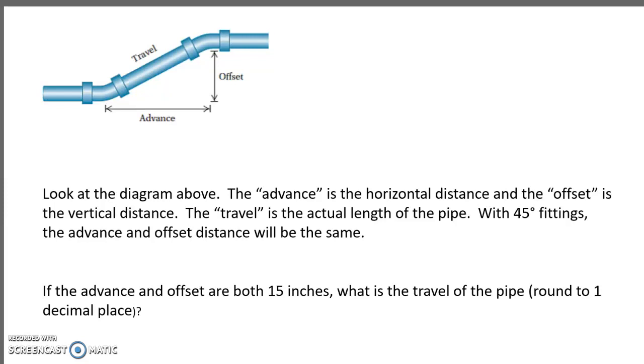When we have 45-degree fittings, the advance and offset distances will be the same. So, let's say you have a situation where the advance and offset are both 15 inches. Are you able to figure out the travel of the pipe?